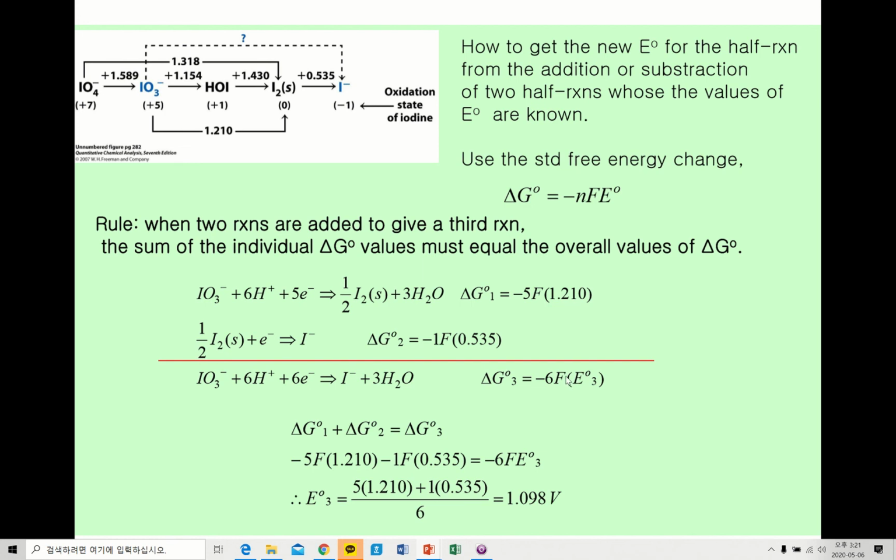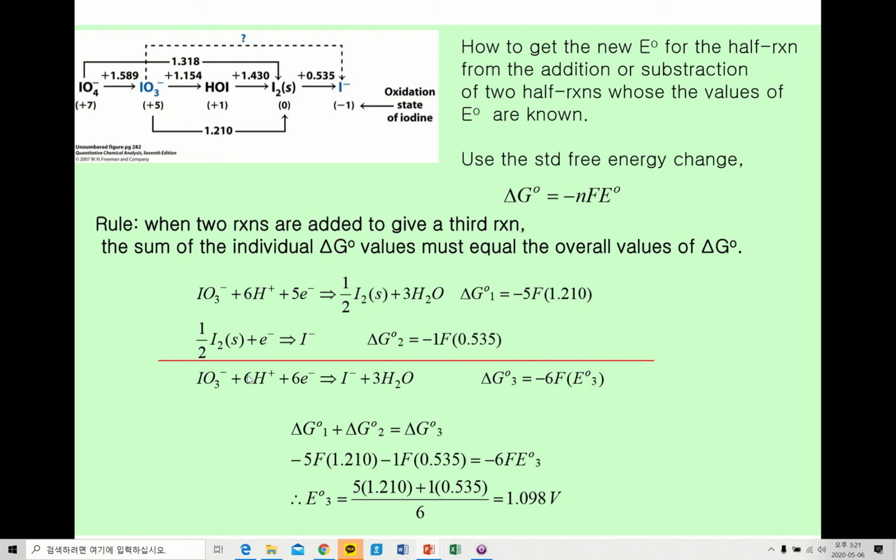Although the electrode potential is an intensive property, so we cannot add or subtract it directly, if we convert to Gibbs free energy change, which is a state function, we can manipulate it.